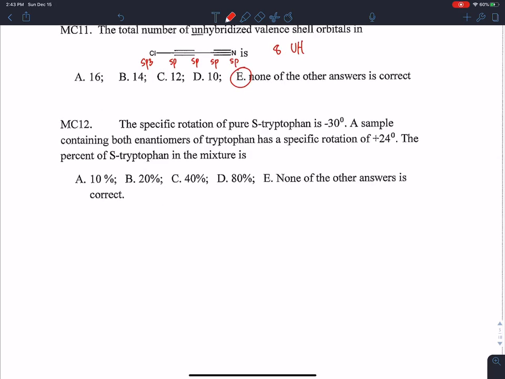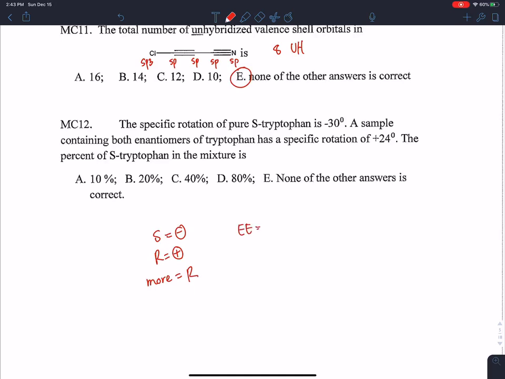Next question is, the specific rotation of pure S is -30. So I know S turns in the negative and R turns in the positive. A sample containing both enantiomers is turning in the positive, so I have more of R. And now we can do the formula.